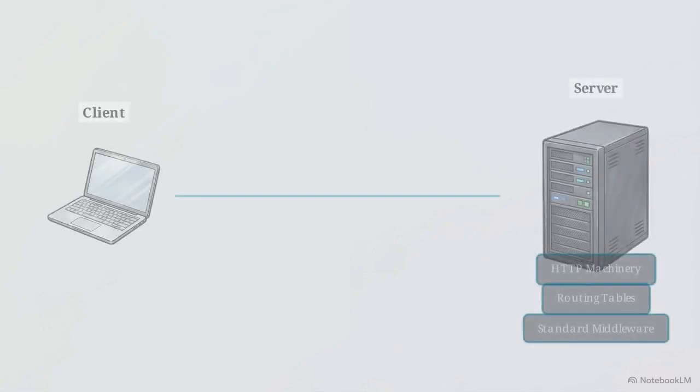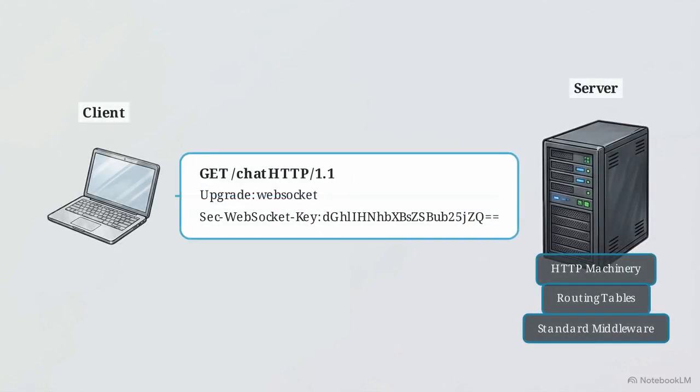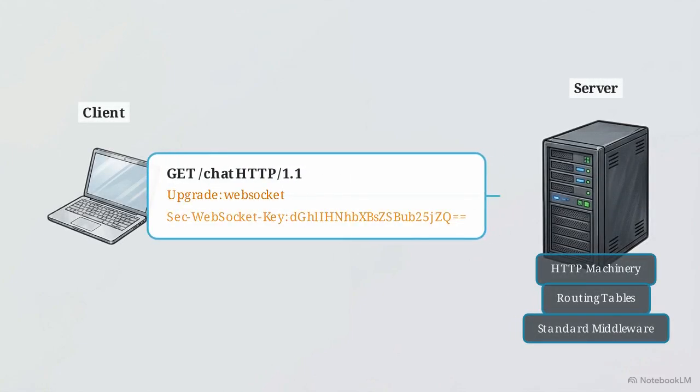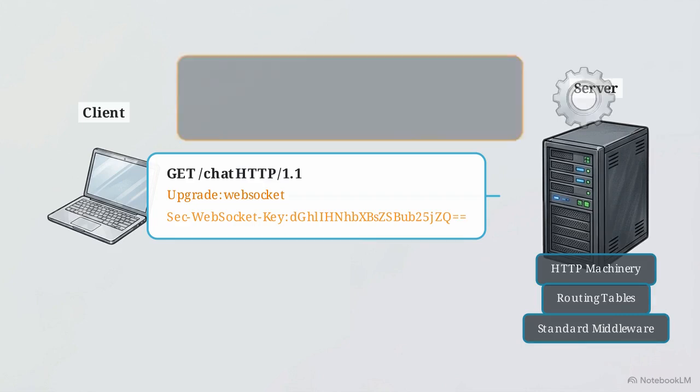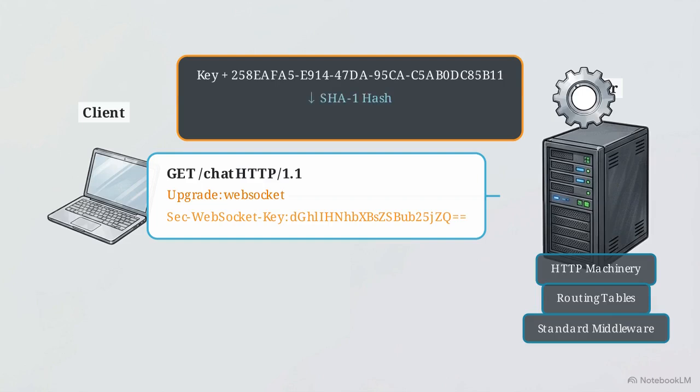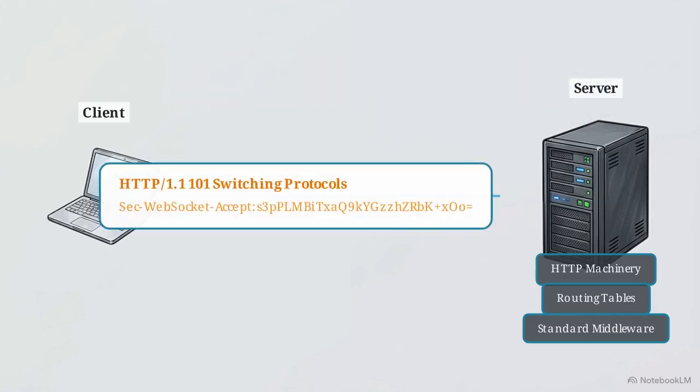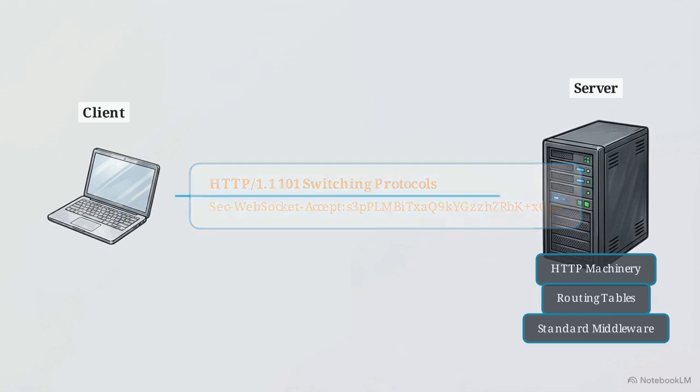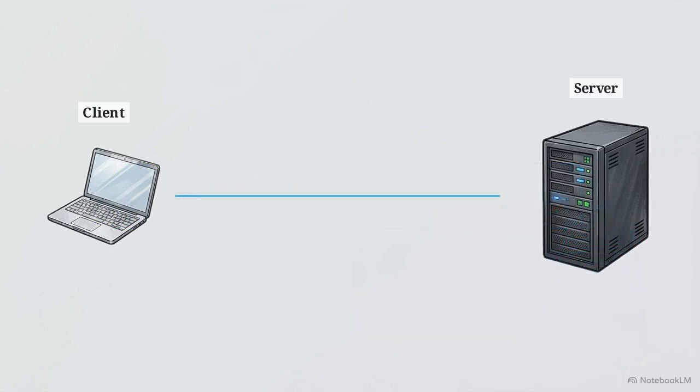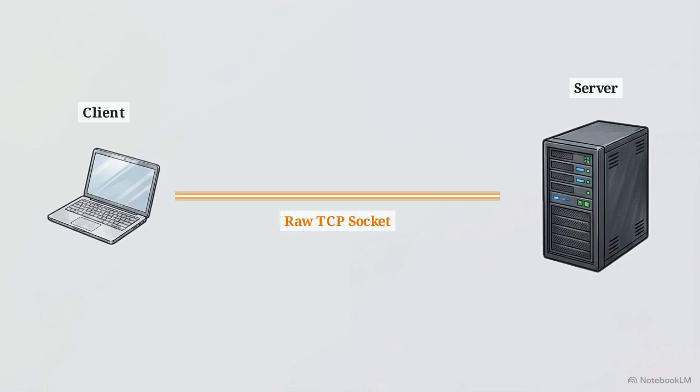Looking at this sequence flow, the process begins with a standard HTTP GET request. The client asks to upgrade the connection and provides a random base64 encoded security key. The server takes that key, computes a specific SHA-1 hash, and returns it alongside a 101 switching protocol status code. The moment that 101 response is sent, the HTTP machinery is turned off.